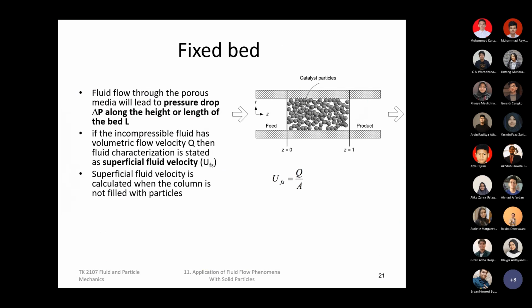So in a fixed bed, this is the illustration. The velocity in meters per second can be calculated from the volumetric flow rate in cubic meters per second divided by the surface area available in the space. If it is cylindrical, of course, the surface area can be calculated as pi over 4 d squared.